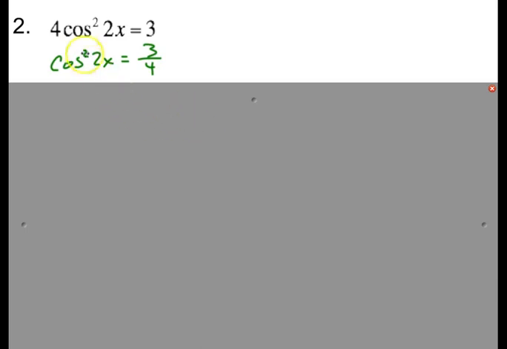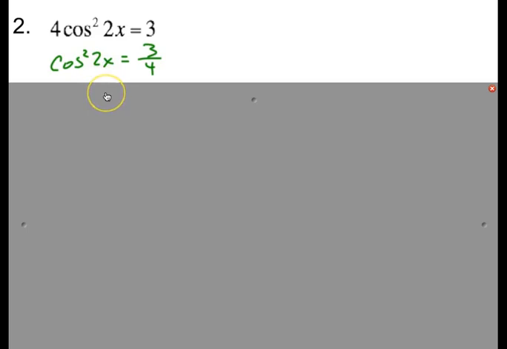So let's go ahead and solve 4 times the cosine squared of 2x is equal to 3. Well, the first step is to isolate the trigonometric function. So I'm going to go ahead and divide both sides of the equation by 4. And I have a 2x in here. Now this is called a multiple angle, so that causes me to have to do a little bit more work because it's not just x.